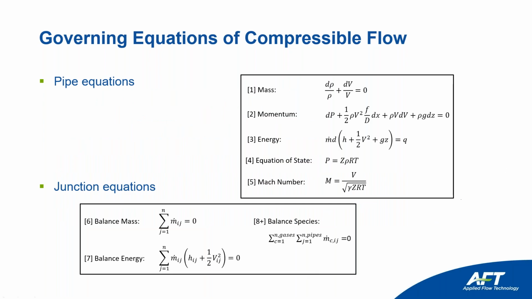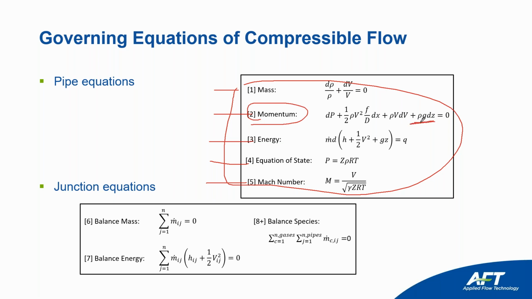So these are the 5 fundamental thermodynamic equations that AFT Arrow is solving. We've got the mass balance, momentum balance, energy balance, equation of state, and Mach number equation. And as you can see, for the momentum balance, we have our gravitational term in there. And so we are properly handling elevation changes in gas piping systems. And all of these equations are significantly coupled with each other, and Arrow is going to solve the mass, momentum, and energy balance as the gas travels down the pipe. And they are solved simultaneously with each other.